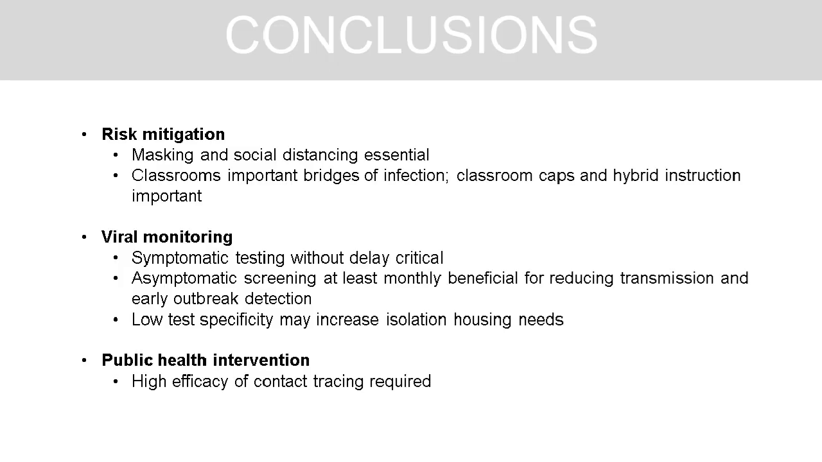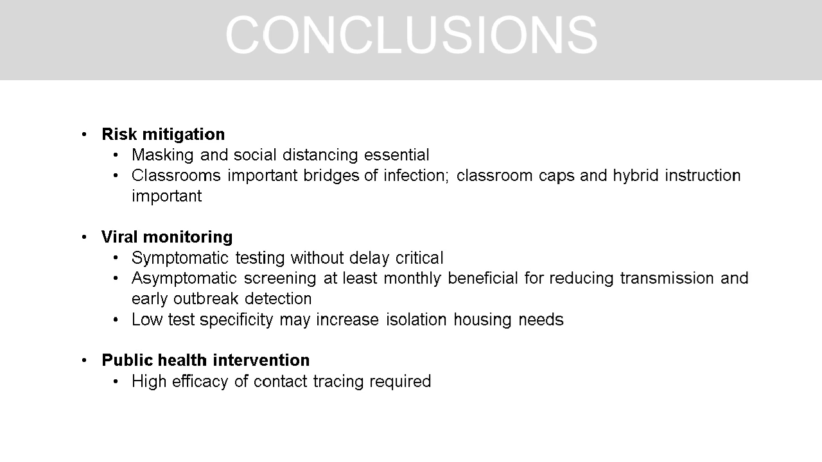So in conclusion, I think we really go back to the three pillars that we've had in terms of the UCSD approach in the importance of risk mitigation. The modeling broadly supports that masking and social distancing is essential and that classrooms are important bridges of infection. Classroom caps and hybrid instruction is critical in terms of reducing the risk of transmission on campus.